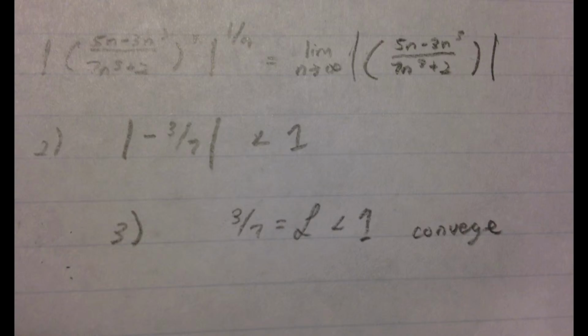So therefore we can simplify this to simply -3/7, which is the coefficient of the numerator over the denominator. And then, not forgetting the absolute values, we realize that 3/7, which is L, is less than 1, and therefore this series does converge.